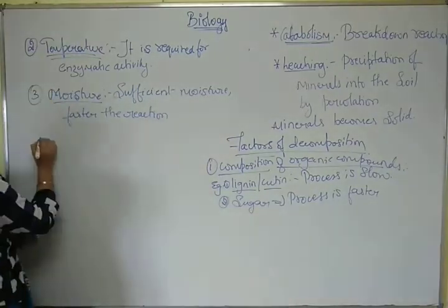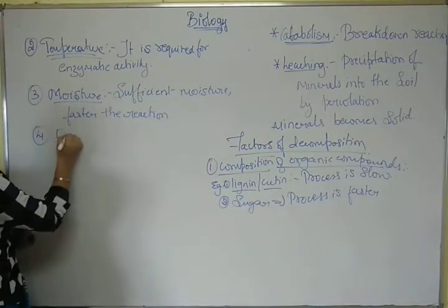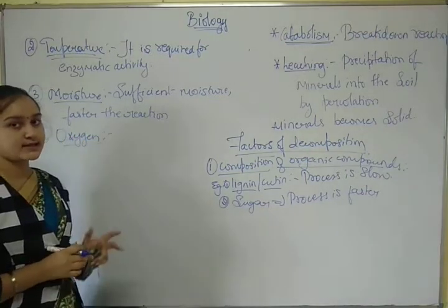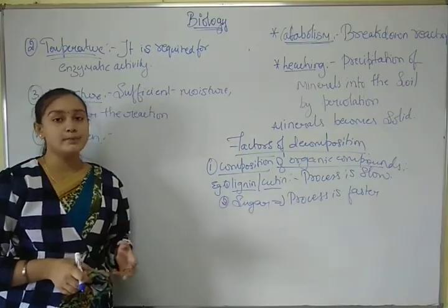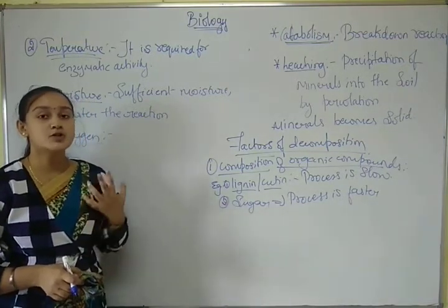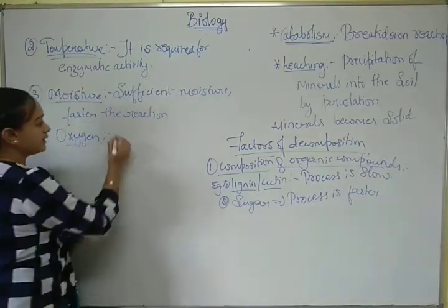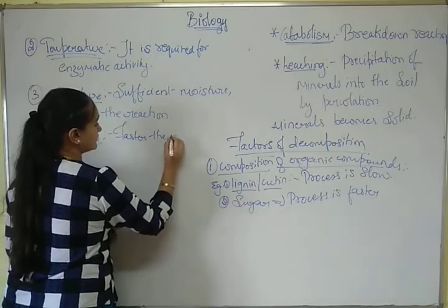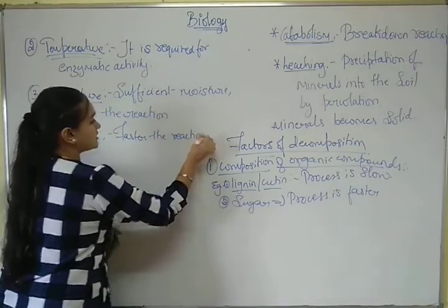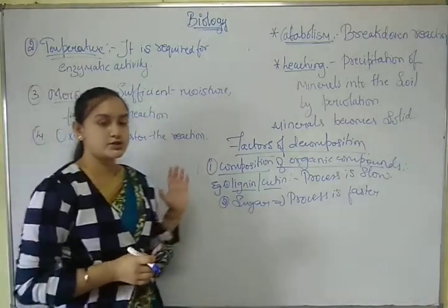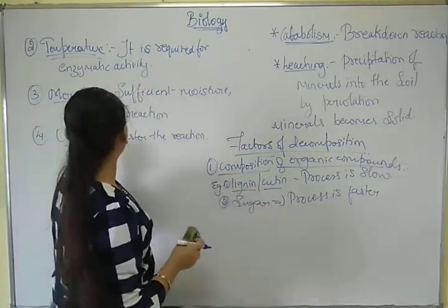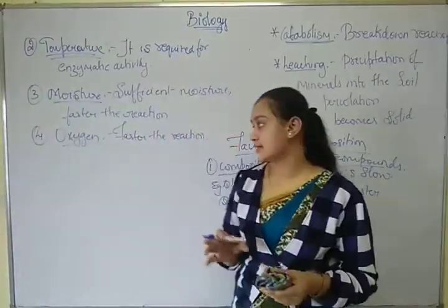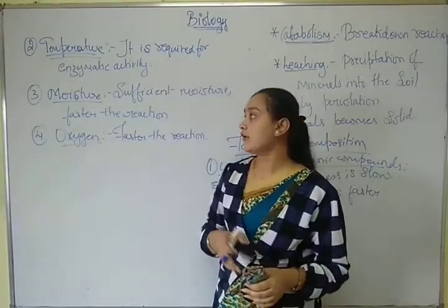Next, the fourth factor is oxygen. As I said at the start, decomposition, what we are studying in an ecosystem, is an aerobic process. So oxygen must be there. The more oxygen there is, the faster the reaction will be. So these are the factors of decomposition: the first one was composition, second temperature, third moisture, and fourth oxygen.